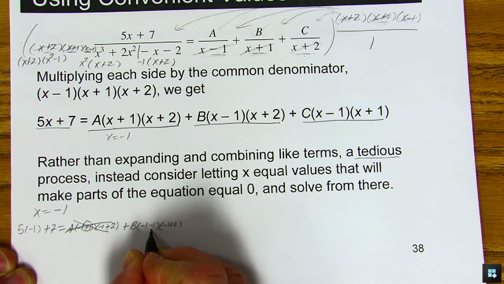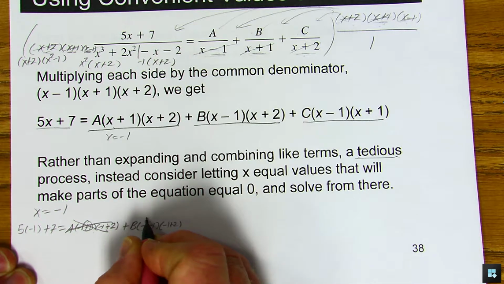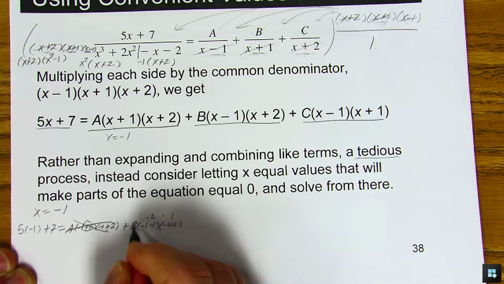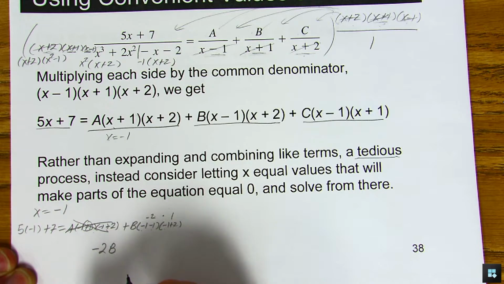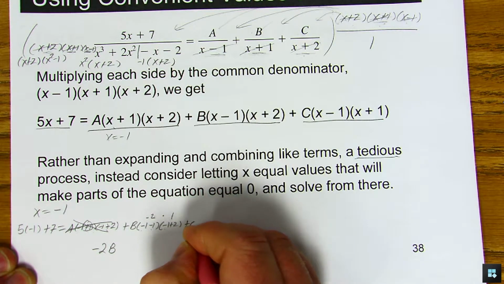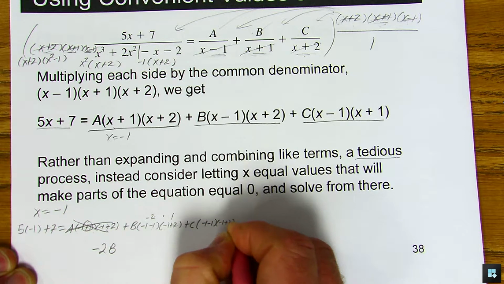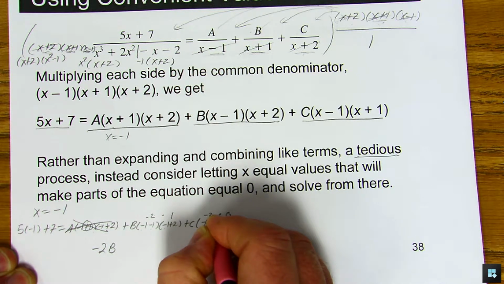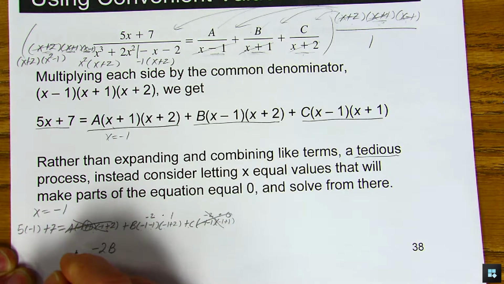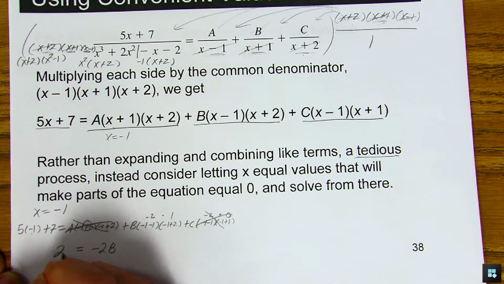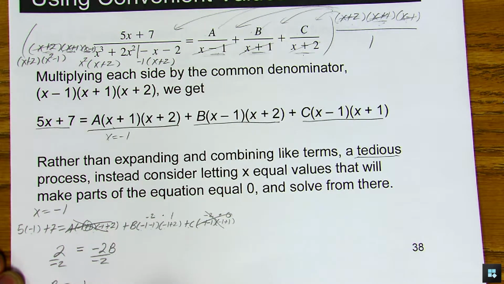-1 minus 1 is -2. -1 plus 2 is 1. So -2 times 1 times B would just be -2B, plus C times -1 minus 1 times -1 plus 1. -1 minus 1 is -2. -1 plus 1 is 0. 0 times -2 is 0 times C is 0. That's going to cancel. That gives us 5 times -1, which is -5, plus 7, which is 2. Divide through by -2 and we get B equals -1.